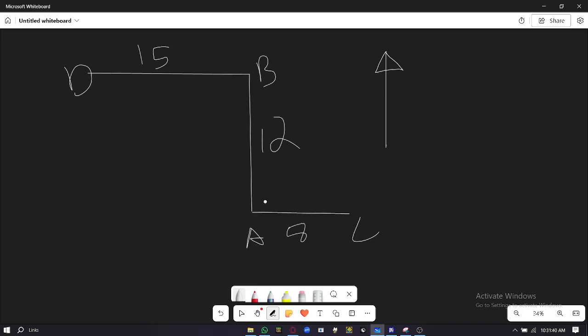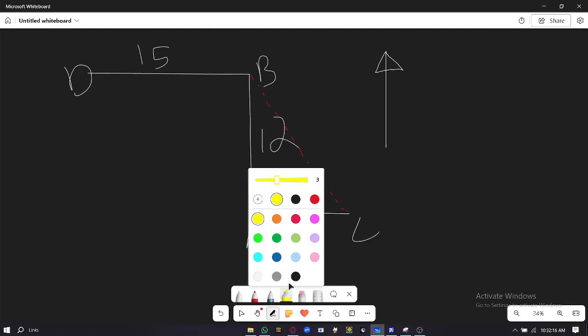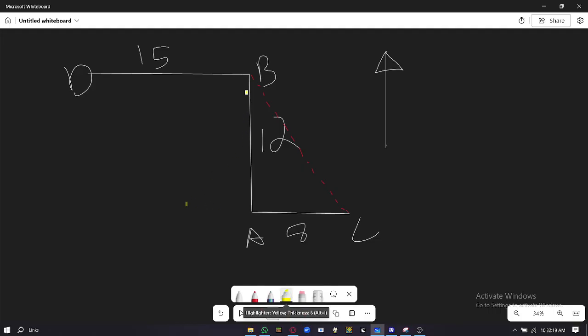Okay, so why is this important? Because we define the distance between B and C, which is this distance right here. So what is this distance? Notice how this forms a right angle triangle. See that? See how it forms a right angle triangle? That's important. Oh yeah, it's so much better, right? So this forms a right angle triangle.